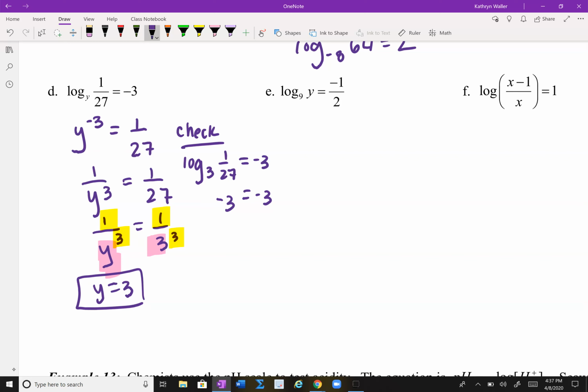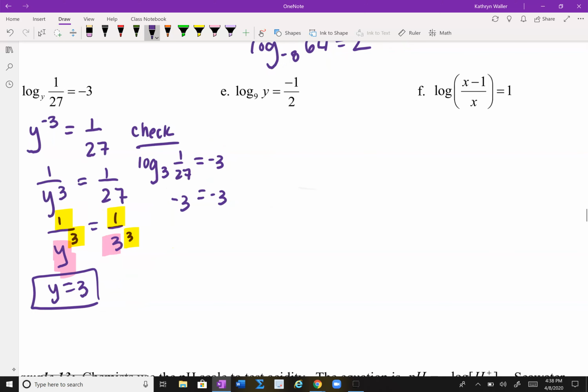So the check is going to fail if you did something wrong in solving it and you end up with something like 5 equals 2, which is obviously false, or when you put that value in, if you get an error, then you're taking the log of a negative number, and then that's not a solution either.